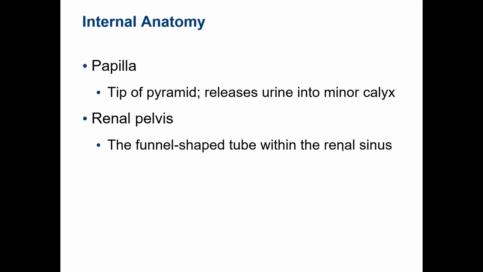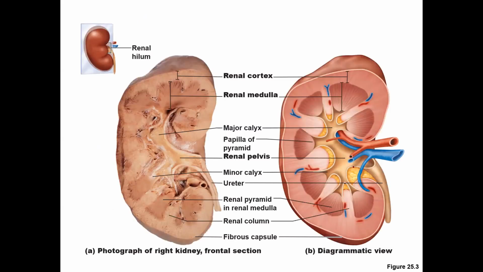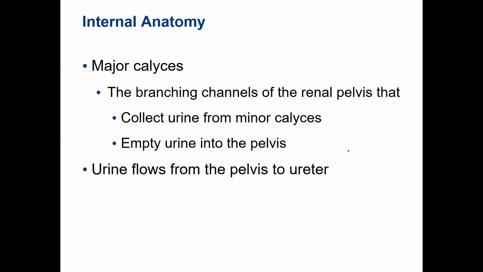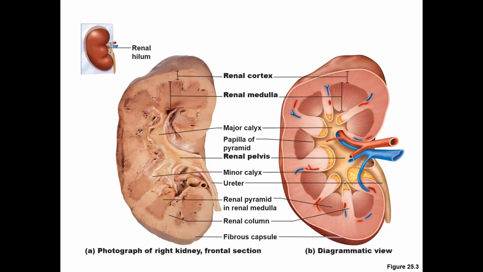The tip of each pyramid is called the renal papilla. The renal pelvis is this part. So renal papilla here. Each of these little things right here is called a calyx. These little ones are minor calyces, and they come together into a major calyx. And all those major calyces come together into the renal pelvis. Once fluid enters this region, it's urine, and it's going to go down the ureter to the bladder.